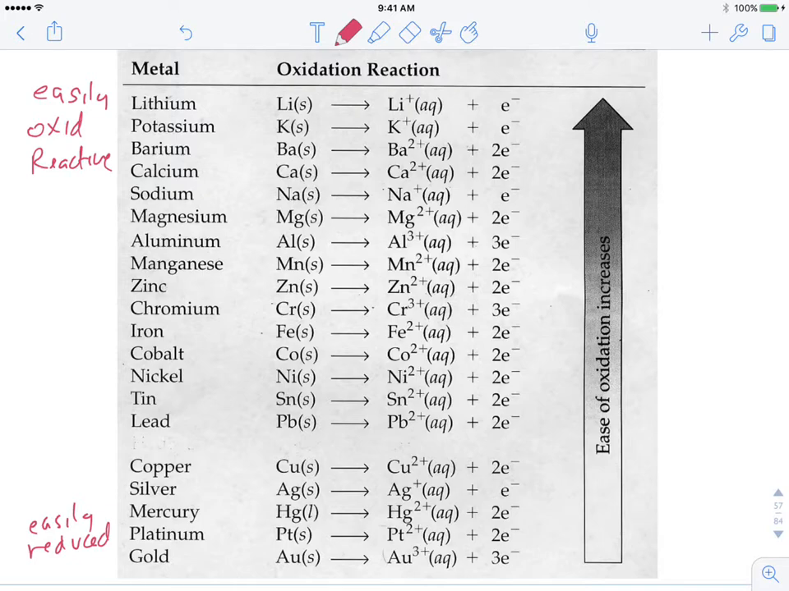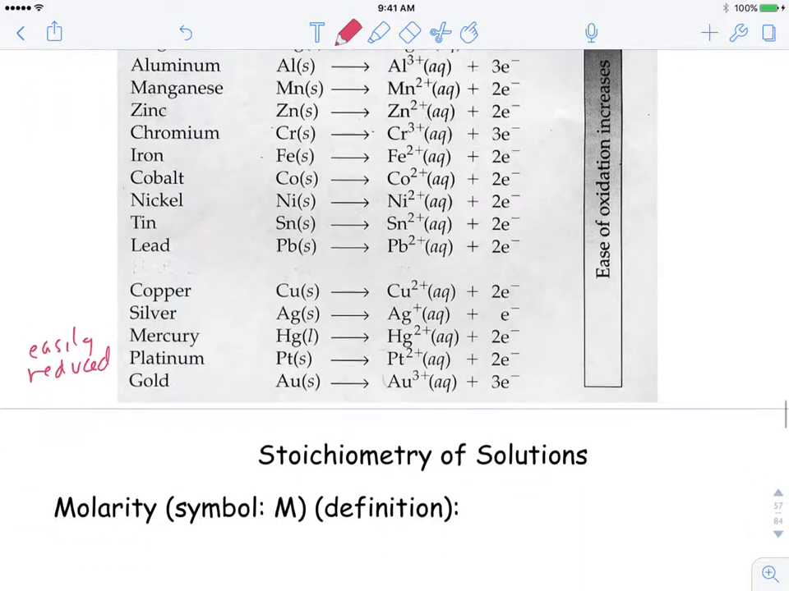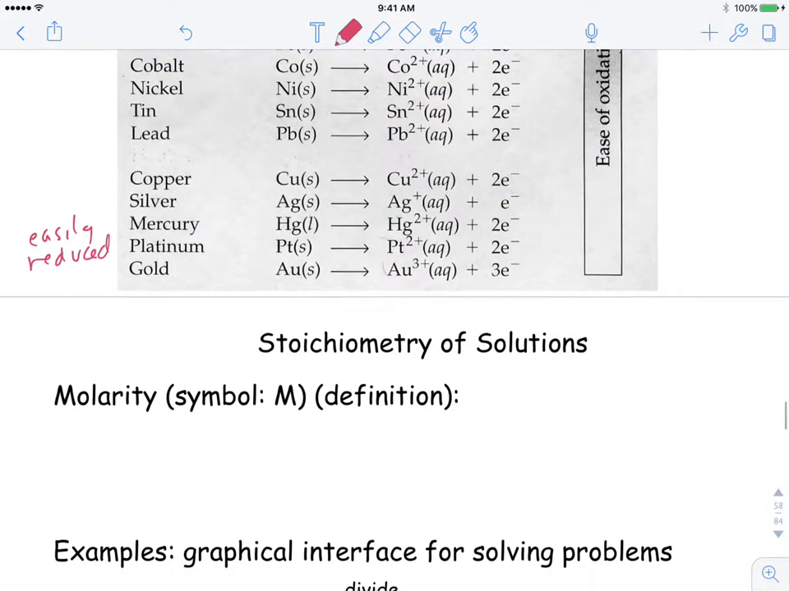If you want to tell if a reaction will occur or not, you have to look at the reactivity series and figure out, is the metal that is more reactive being oxidized? Is the metal that's less reactive being reduced? We'll practice some of this in class too. We'll go through some examples of this and practicing using this.